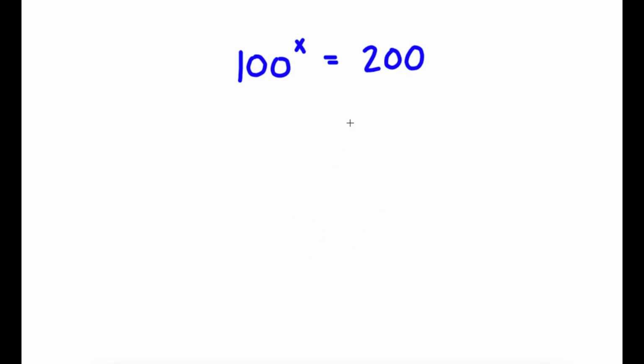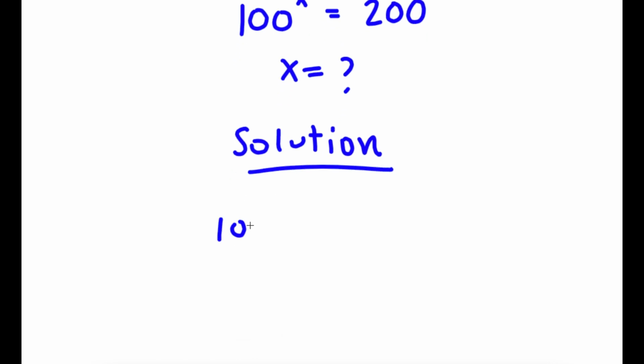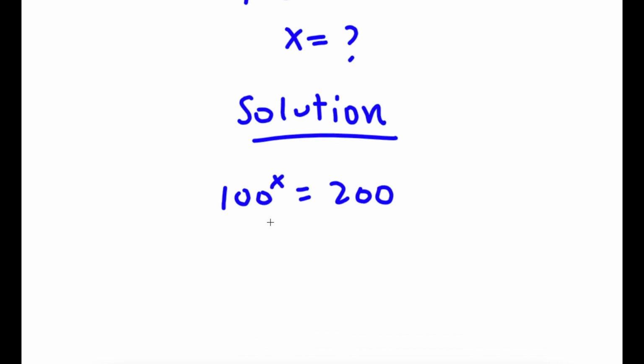Alright, so in this problem, I have 100 to the power of x is equal to 200. So I'm going to find the value of x here. So for my solution, first start with 100 to the power of x is equal to 200. And now I'm going to take the log on both sides.